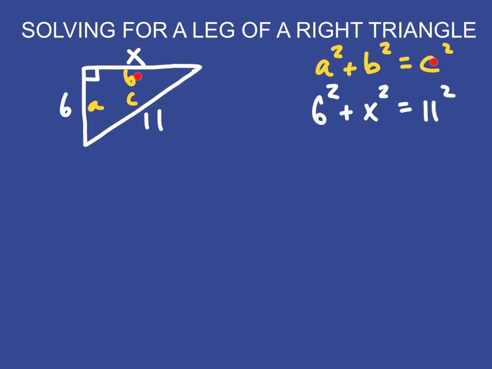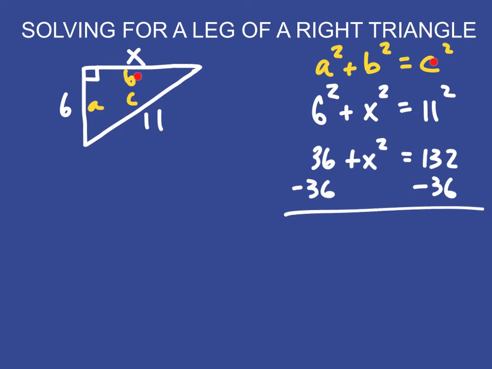Now you've got x squared on one side and you've got to move this 6 squared over. Let's just square these numbers first, and that's going to give us 36 plus x squared is equal to 132. Subtract 36 from both sides at this point, which is different than what we were doing before. We're just solving for x, so now you've got x squared is equal to 132 minus 36, and that's going to give us 96.